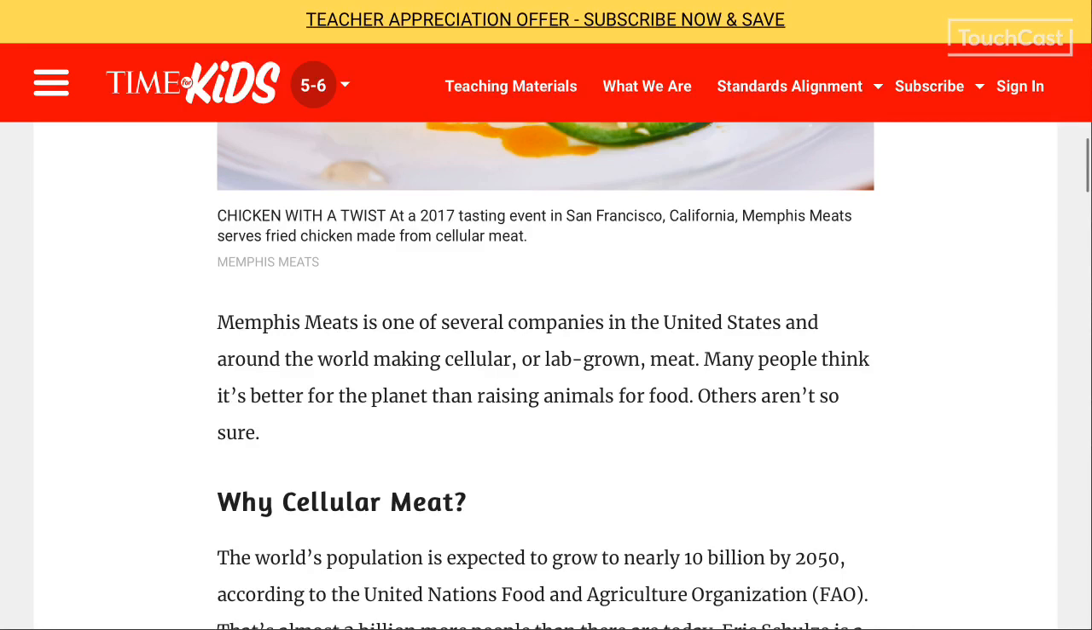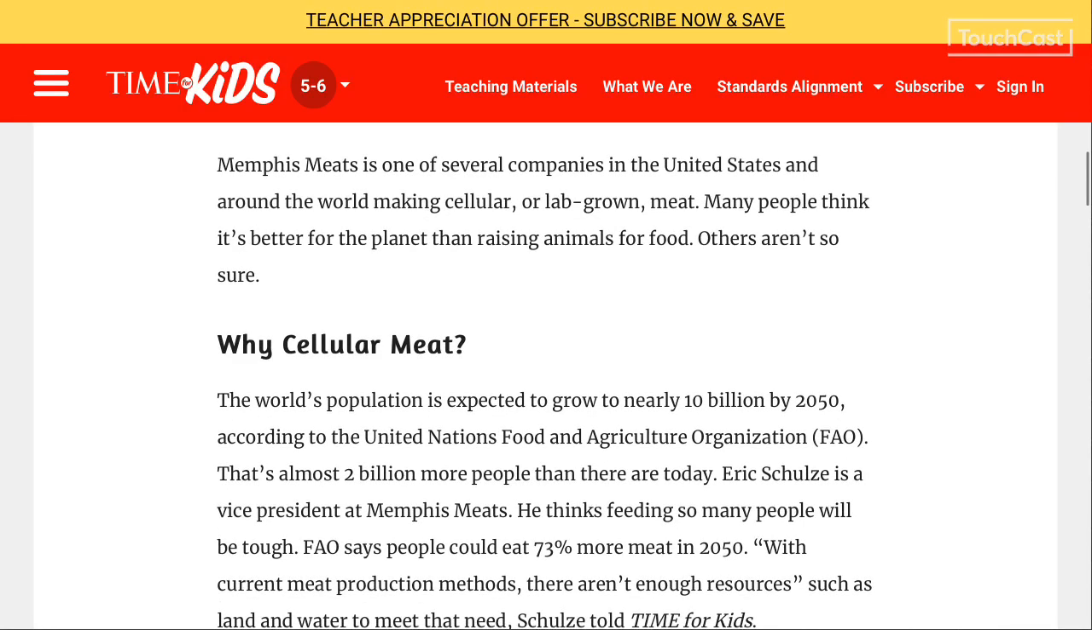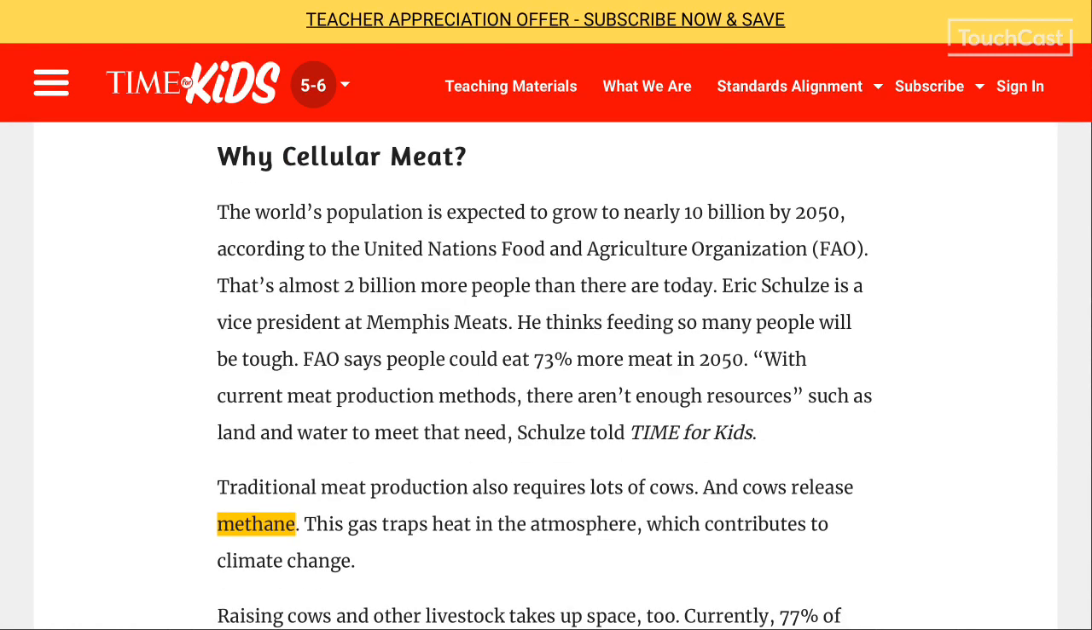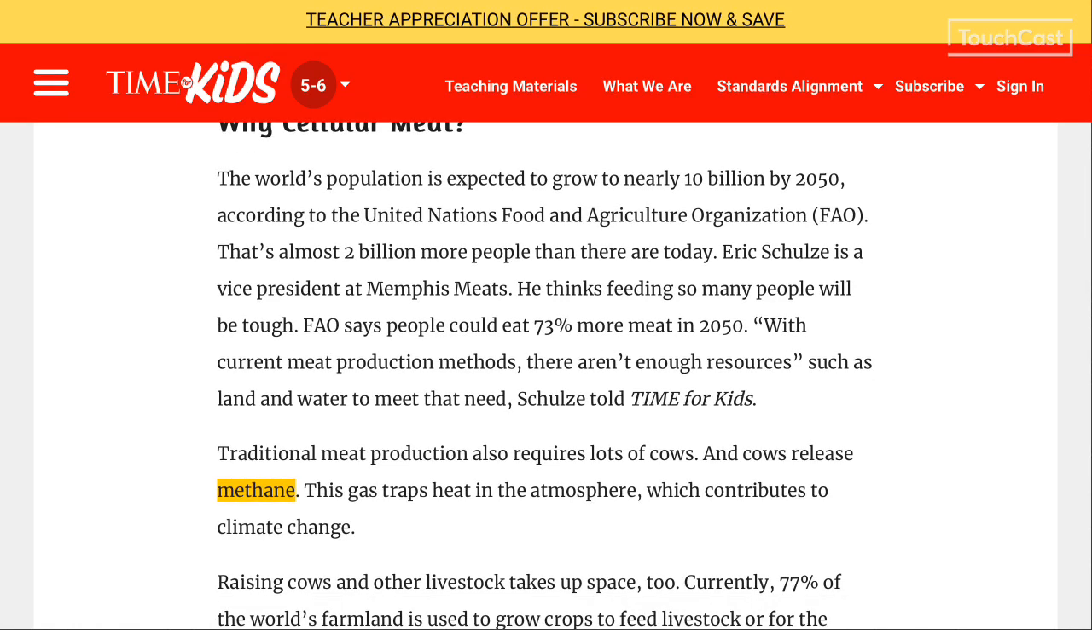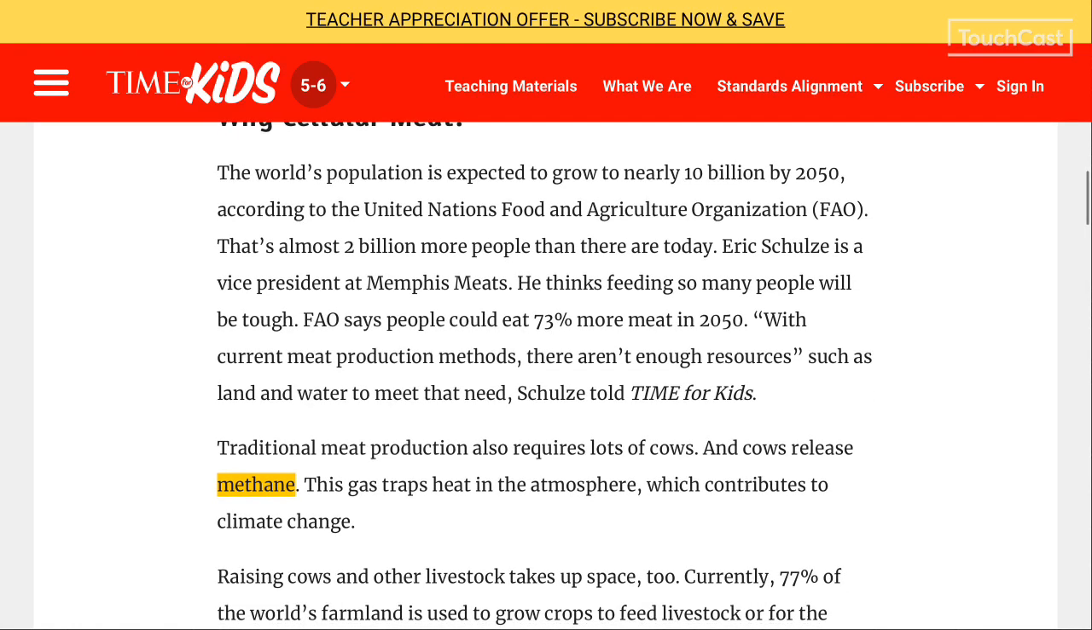It looks delicious too. Memphis Meats is one of several companies in the United States and around the world making cellular or lab-grown meat. Many people think it's better for the planet than raising animals for food. Others aren't so sure. Why cellular meat? The world's population is expected to grow to nearly 10 billion by 2050. According to the United Nations Food and Agriculture Organization, the FAO, that's almost 2 billion more people than there are today. Eric Schultz is a vice president at Memphis Meats.